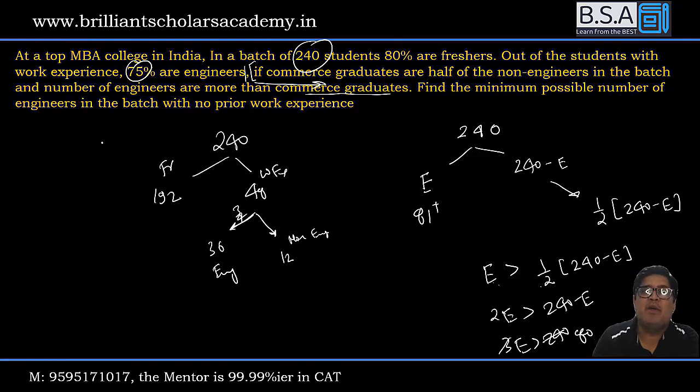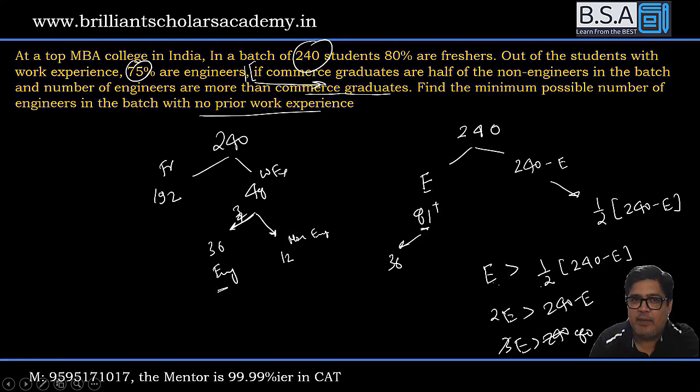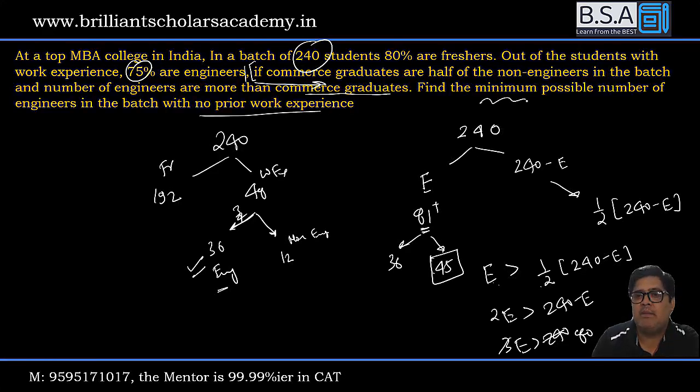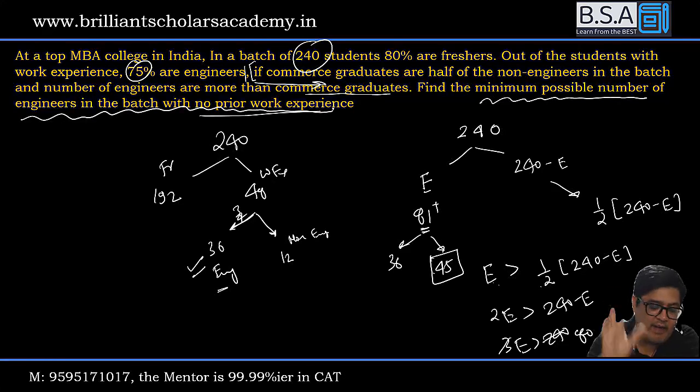Find the minimum number of engineers in the batch with no experience. If engineers with experience are 36, if I make this number 82, 83, 84, because experienced engineers are fixed, all of the others start to become non-experienced engineers. In this case, I cannot go beyond 81. If I go beyond 81, engineers start to increase without experience. So subtract 36 from this, your answer is 45. Minimum possible number of engineers with no prior work experience is 45.